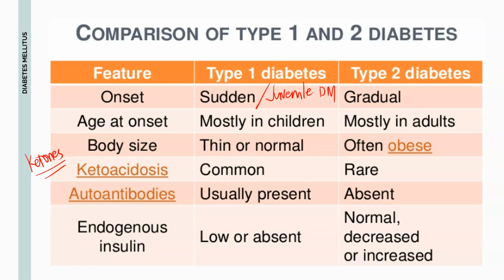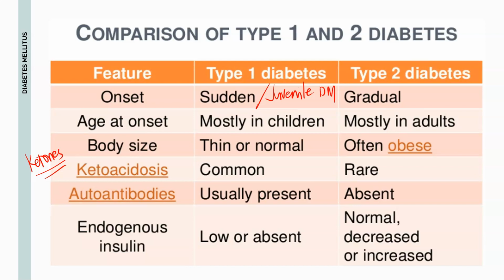The only problem here is that your cells refuse to accept the function of the insulin, but you still have your insulin there. So it's quite rare. Next, another feature for the comparison of your type 1 and type 2 is that you have autoantibodies, autoantibodies trying to attack the beta cells of the islets of Langerhans.